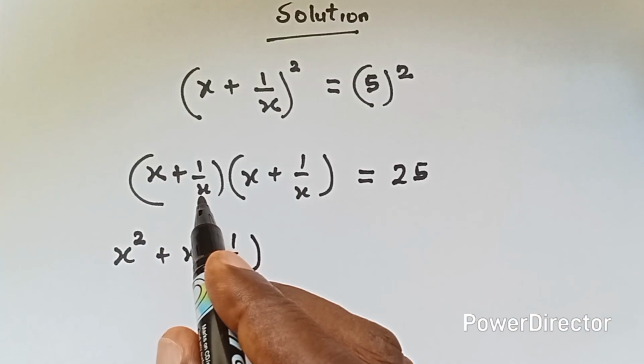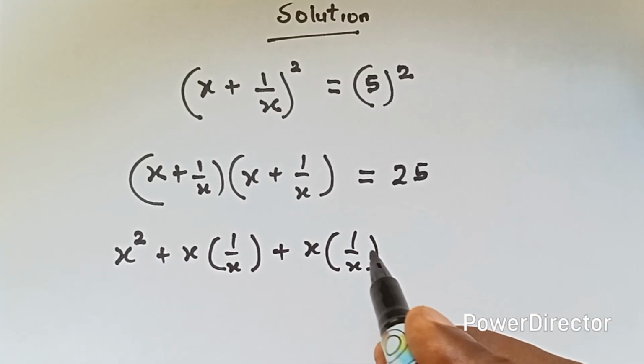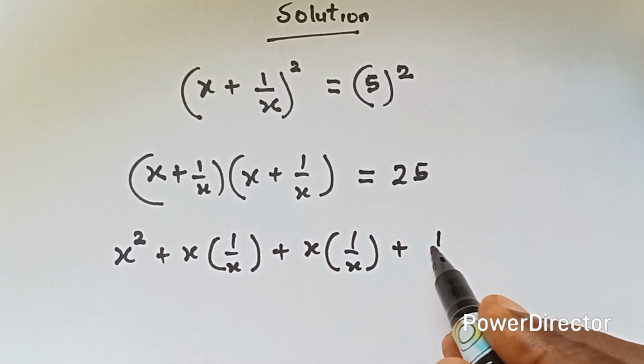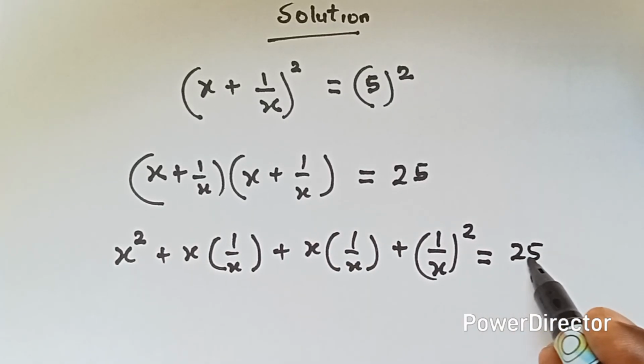1 over x times x will give us x multiplying 1 over x. And then we have 1 over x times 1 over x, so it will give us 1 over x squared. Everything equals 25.